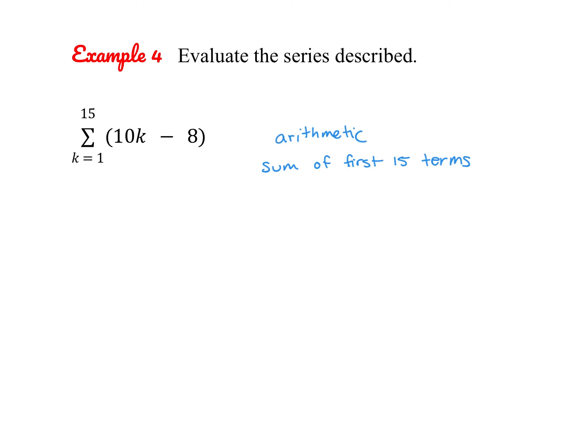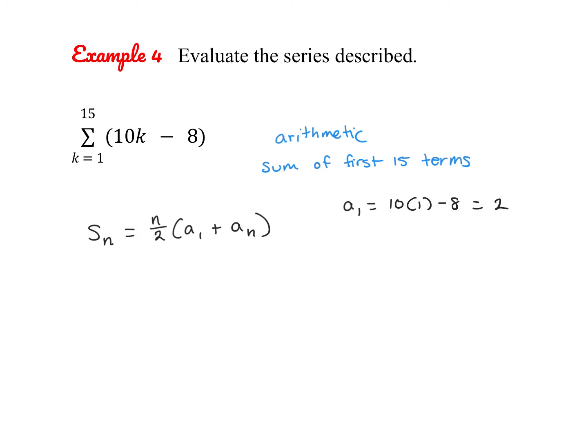So we are going to use our formula. The sum of the first n terms is just going to be n over 2 times a sub 1 plus a sub n. Again, it's the same formula. It's just interpreting a different notation of this series. First we need to find what the first term is, and we can do that by plugging it into our sequence. So 10 times 1 minus 8. We can see that our first term is 2.